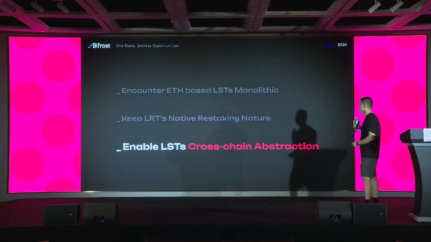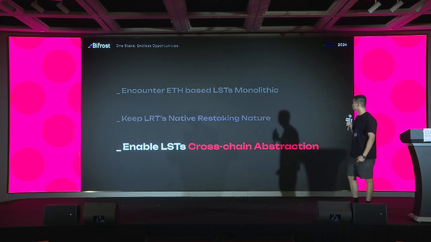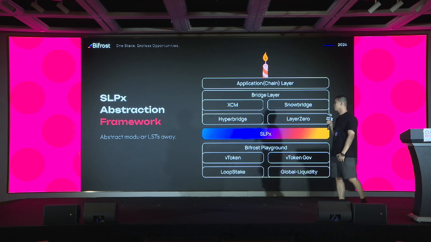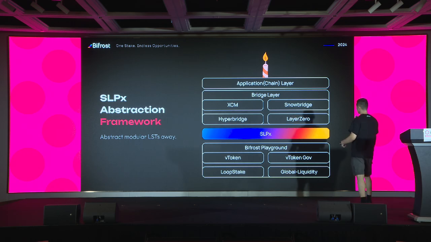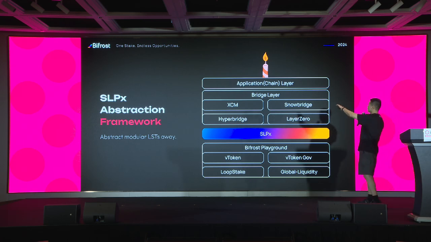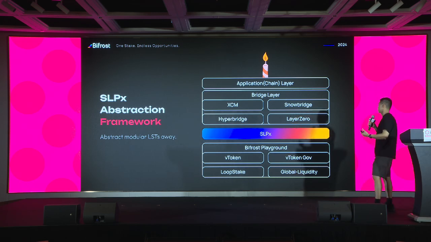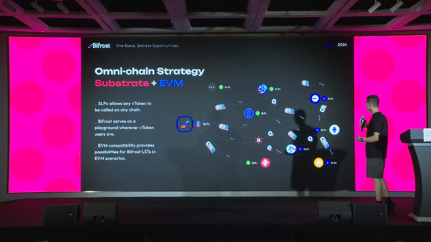And the last one is enabling LST cross-chain abstraction, which we have recently announced. We call it SLPX, the liquid staking protocol for cross-chain. This is the framework. SLPX is the main modular pallet that connects with app chains like Ethereum, Mantle, or Base, and in between is connected with bridges, XCM, Snowbridge, Hyperbridge, and then delivers those services to different use case scenarios. Like Bifrost, we have LST governance, loop stake, and global liquidity, and it acts like this.